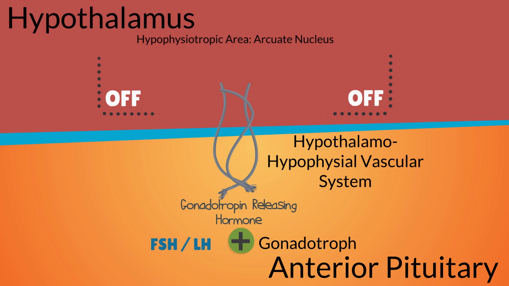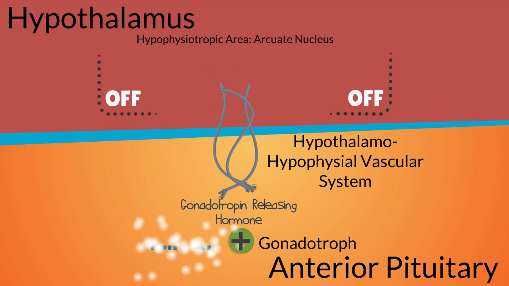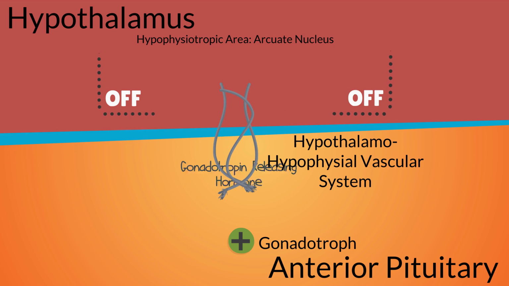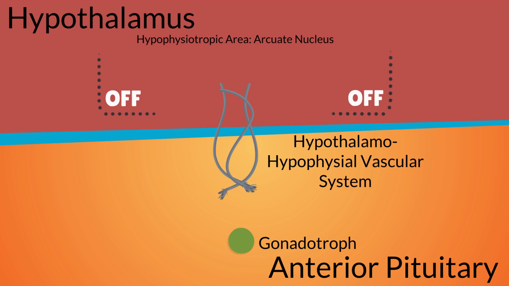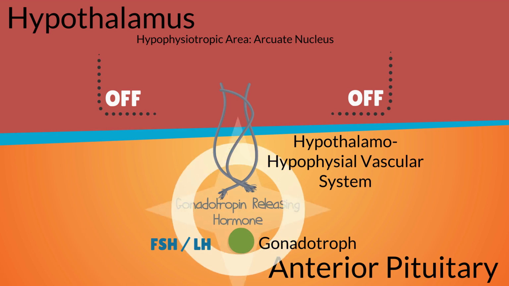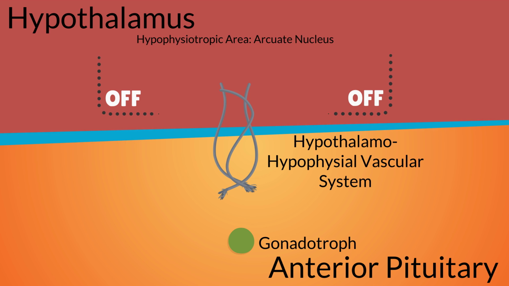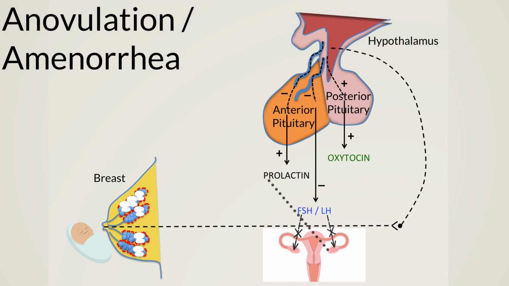Also, mechanoreceptor nerve impulses from the nipple act on other neurosecretory cells within a part of the hypophysiotropic area of the hypothalamus called the arcuate nucleus to inhibit the pulsatile secretion of gonadotropin-releasing hormone. This in turn decreases the production of follicle-stimulating hormone and luteinizing hormone from the gonadotrophs of the anterior pituitary. Similarly, prolactin decreases the ovarian response to follicle-stimulating hormone and luteinizing hormone. Altogether, this causes a physiologic anovulation and amenorrhea of lactation that can last for 6 to 9 months in mothers who are regularly and frequently nursing their infants.